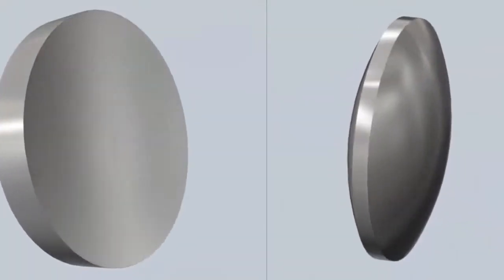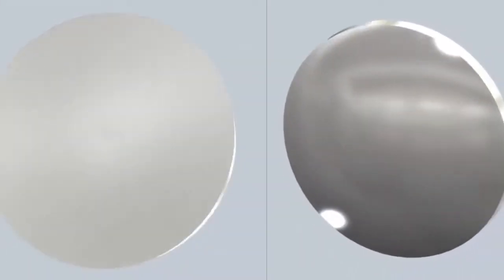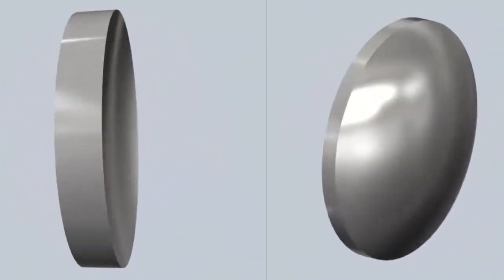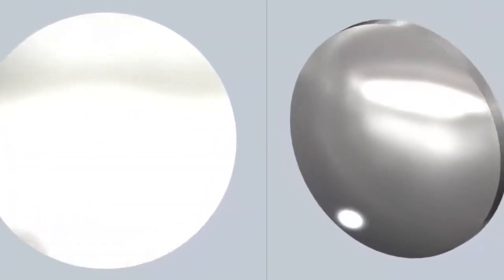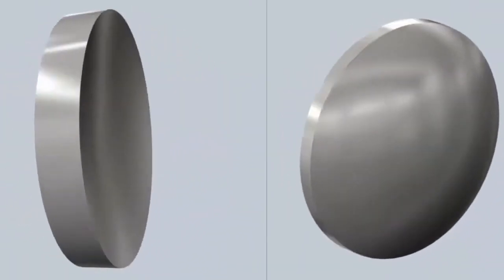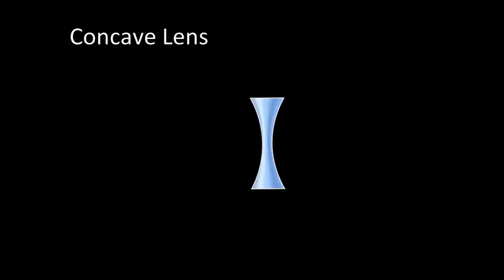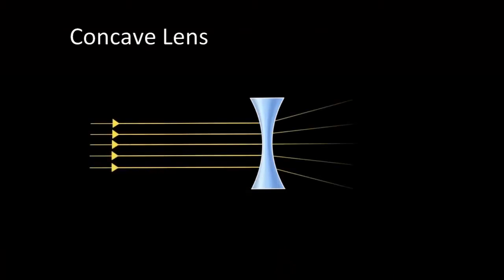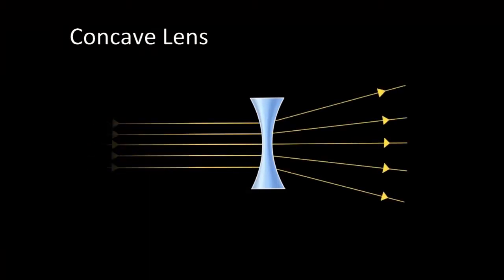In physics and engineering, concave and convex are often used to describe the shapes of lenses. Lenses distort the paths of light. How it is distorted, though, depends on whether the lens is concave or convex. A concave lens bends light outward. Sometimes it's referred to as a diverging lens.